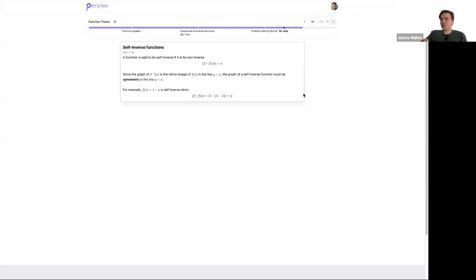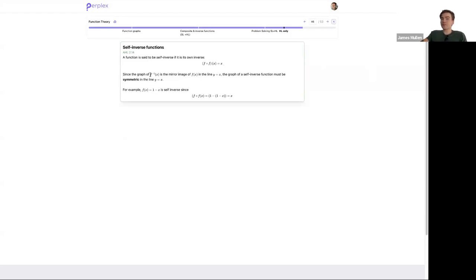Now, self-inverse functions. Officially it's in the syllabus. I've never actually seen it show up on the exams in the new syllabus, but it could happen, so you sort of have to be prepared or at least know what it means. A self-inverse function is a function that when composed with itself is its own inverse, so you compose it with itself and you get the identity function x.